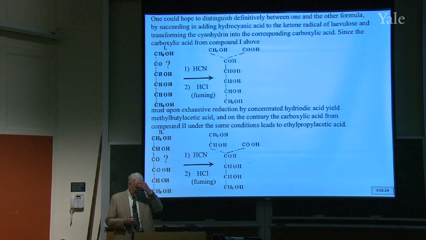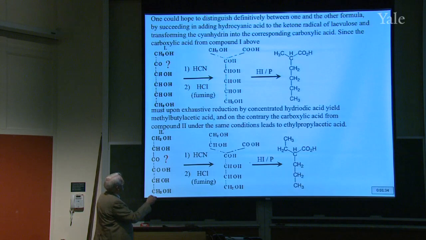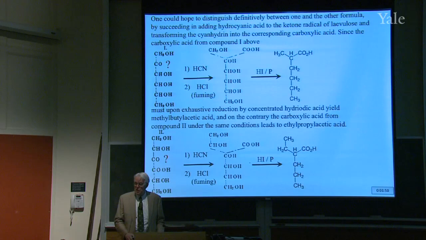He says it must, on exhaustive reduction by concentrated HI, yield methyl butyl acetic acid. So this one, the one on the top, would give methyl butyl acetic acid, reduced with HI and phosphorus. And on the contrary, the carboxylic acid from compound 2 would give ethyl propyl acetic acid. So all you have to do is know which of these you've got. And he said, this is fine.